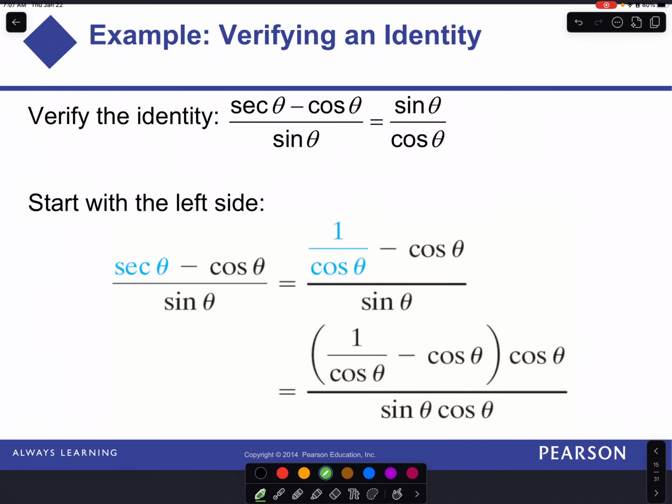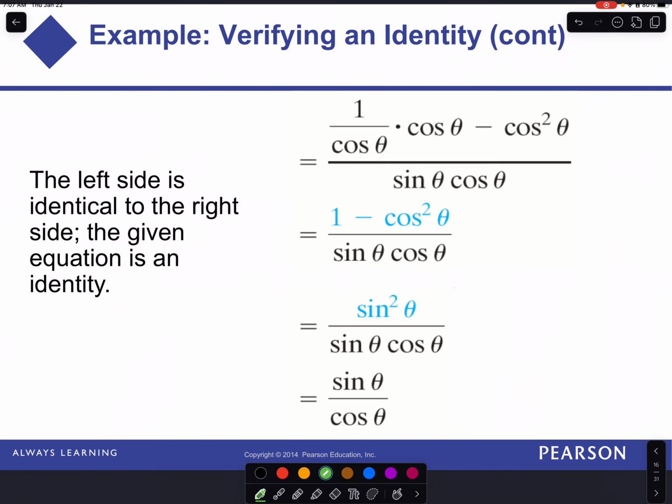Okay, they started with the left side. Secant was 1 over cosine. So they multiplied by cosine in a similar fashion to what we did. So then we would get 1 minus cosine squared over sine cosine theta. You see it here. 1 minus cosine squared over sine theta cosine theta. Sine squared, the sines cancel, and we're here. Okay, I think they did the same thing we did in this instance.